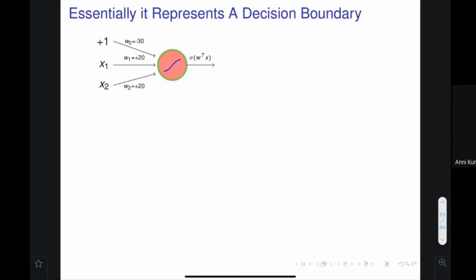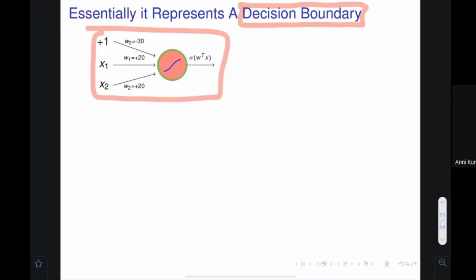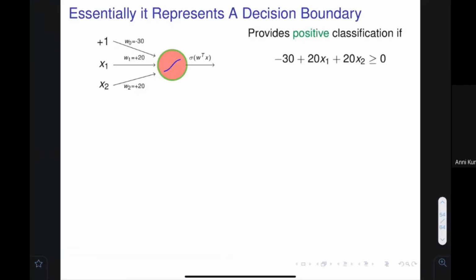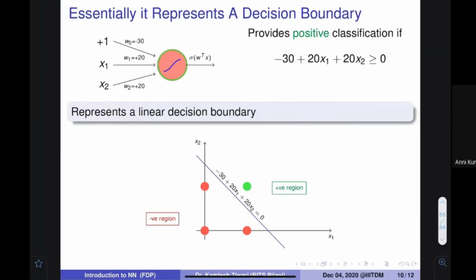So once again, let us see this. Ultimately, this kind of structure that we have, this perceptron, actually represents a decision boundary. What is the decision boundary for this? You can use these values to write the equation: minus 30 plus 20x1 plus 20x2 is greater than 0. If it is greater than 0, the item is positive. We know that it represents a decision boundary.